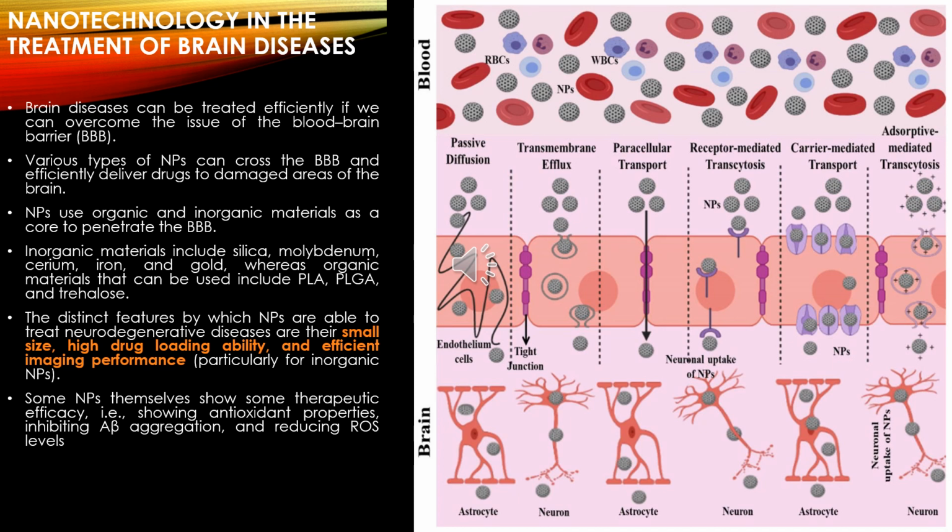So these are the different pathways that have been represented in the figure, where we can see the passive diffusion, transmembrane efflux, paracellular transport, receptor-mediated transcytosis, carrier-mediated transport, adsorptive-mediated transcytosis. These are the different methods where nanoparticles will be taken up and enter into the blood-brain barrier. So they will cross the blood-brain barrier and they will act upon some neurons or active astrocytes of the brain.